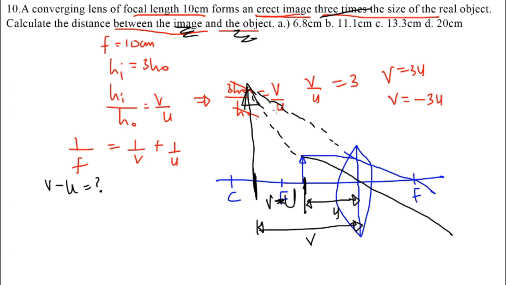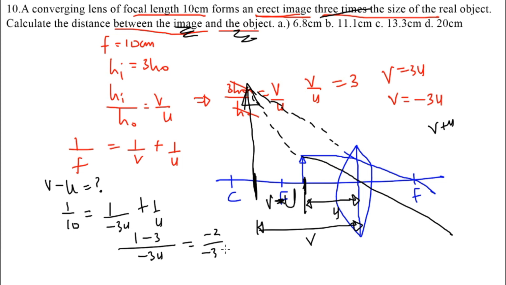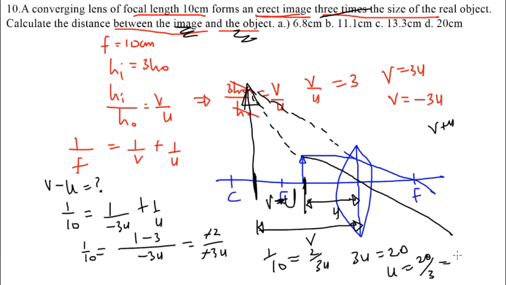Okay, v minus u. So I just need to find v minus u. If the image were to be formed on the other side of the lens, it would be v plus u. So I have v already, I just need to know the value of u. So 1 over f, which is 1 over 10, is equal to 1 over v, which is minus 3u, plus 1 over u. So by LCM, I'll have minus 3u, and this will be 1, and then this should be minus 3. So that's equal to minus 2 over minus 3u. So the negative sign can go with the negative sign. So I have 1 over 10 is equal to 2 over 3u. If you cross multiply, you should have 3u equal to 20, which means that u is 20 upon 3. And of course, 20 divided by 3 is 6.67 centimeters.